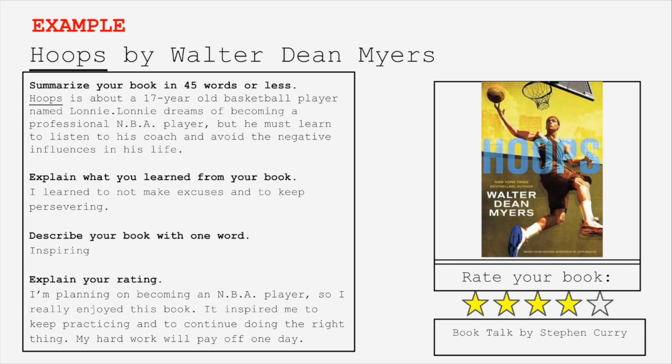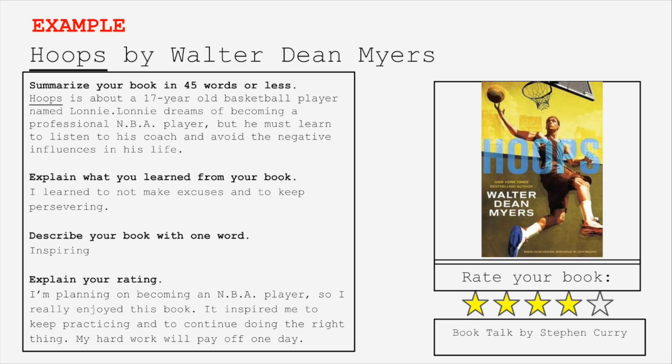So here's an example for you. I'm pretending to be Stephen Curry of the Golden State Warriors. So Stephen has written the title of his book, he's underlined it, and he put the author. Hoops by Walter Dean Myers. Question number 1. Summarize your book in 45 words or less. Hoops is about a 17-year-old basketball player named Lonnie. Lonnie dreams of becoming a professional NBA player, but he must learn to listen to his coach and avoid the negative influences in his life.